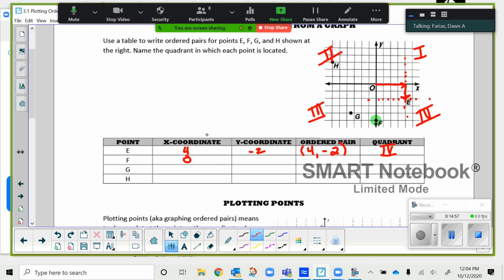And then it goes down 1, 2, 3, 4, 5. So since it had to go down, we know that's the negative direction. So it needs a negative. And as an ordered pair, it's 0, -5.